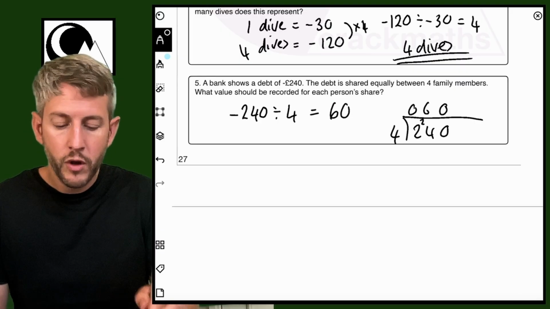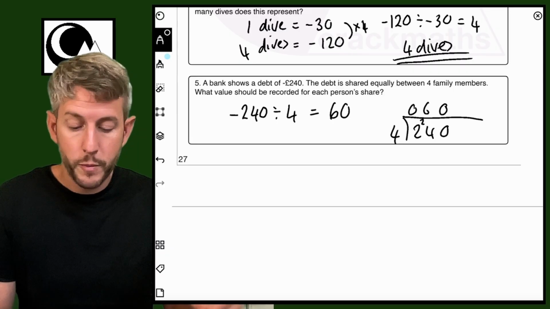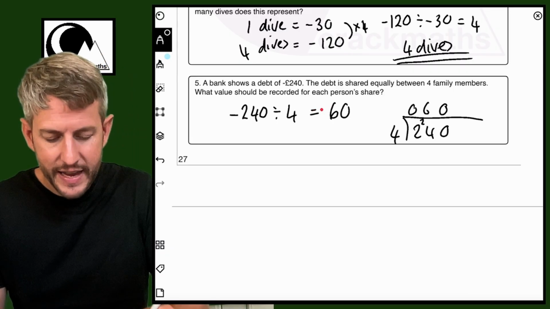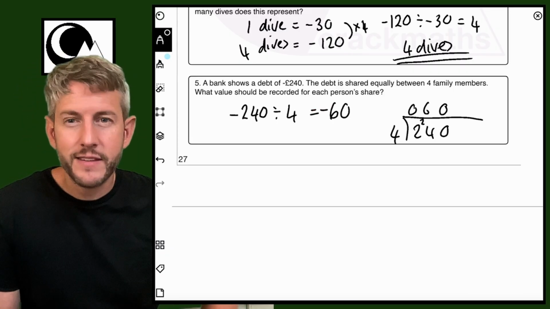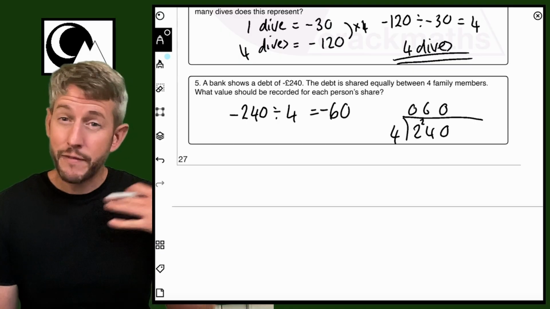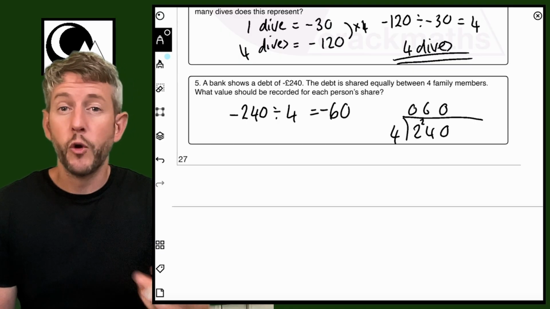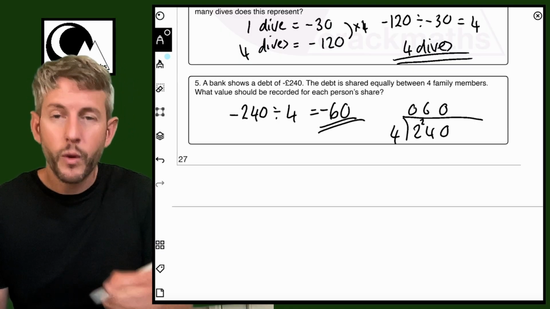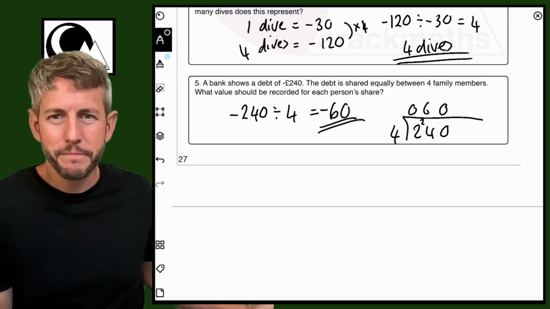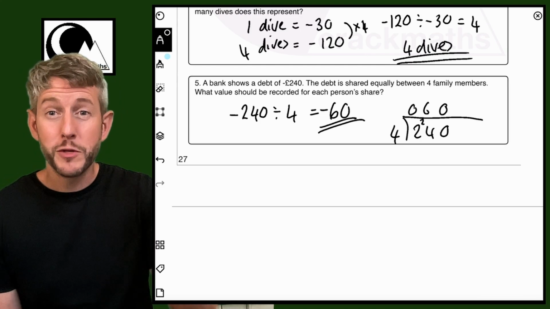-240 divided by 4. Well, if it was 240 divided by 4, it would be 6. But as it's negative, it's going to be -60. And that makes sense because if you're sharing the debt, each of the 4 people are going to end up with a negative amount of money. Okay, right. Let's move on to question 6.